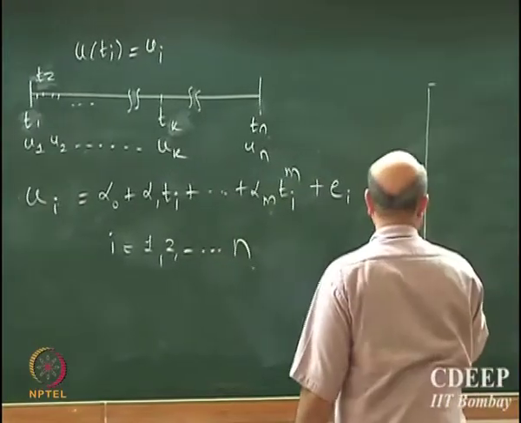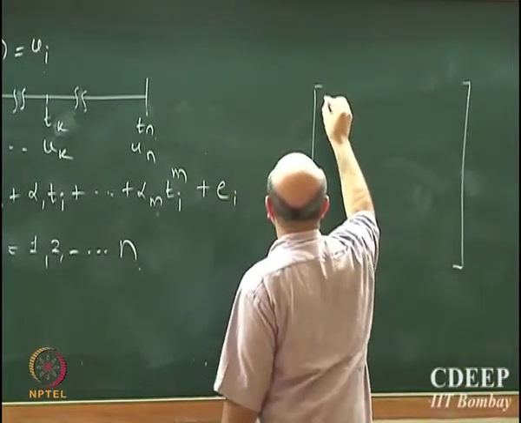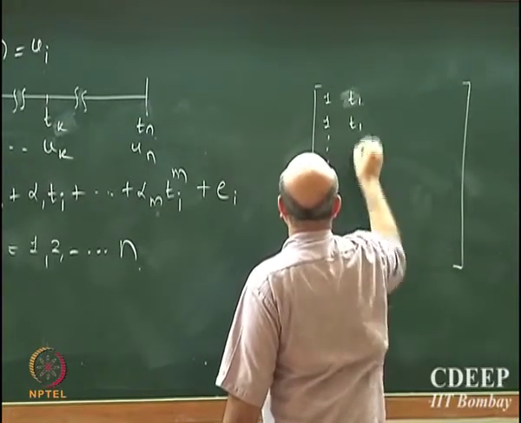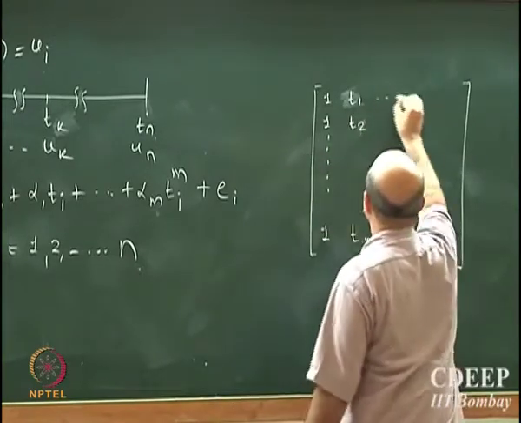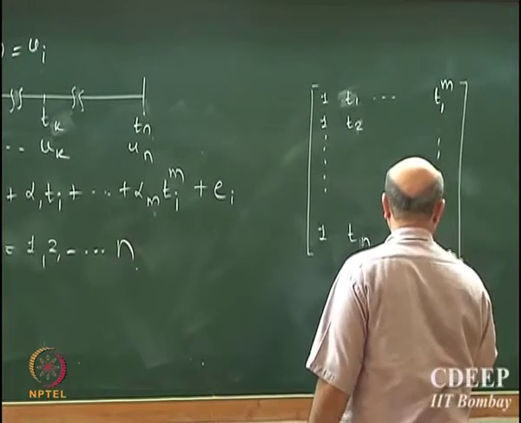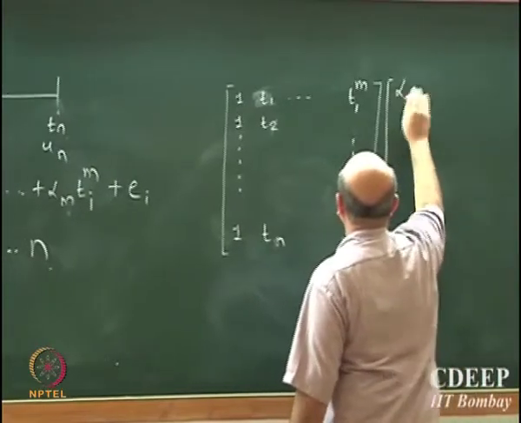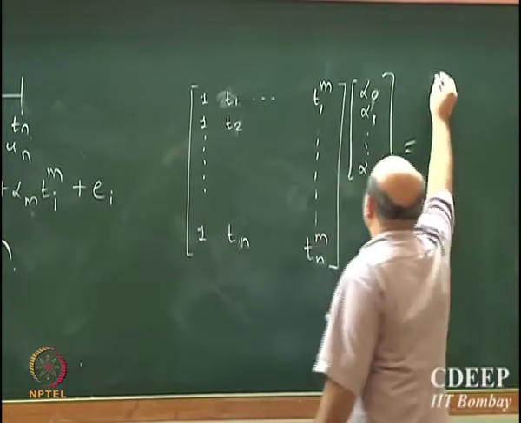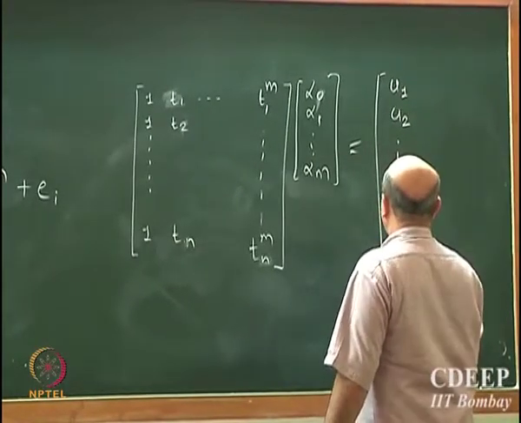We will get this huge A matrix. So this will be 1, 1, 1, then t1, t2, tn, up to t1 raised to m, tn raised to m, multiplied by alpha 0, alpha 1, up to alpha m, which is equal to u1, u2, un.